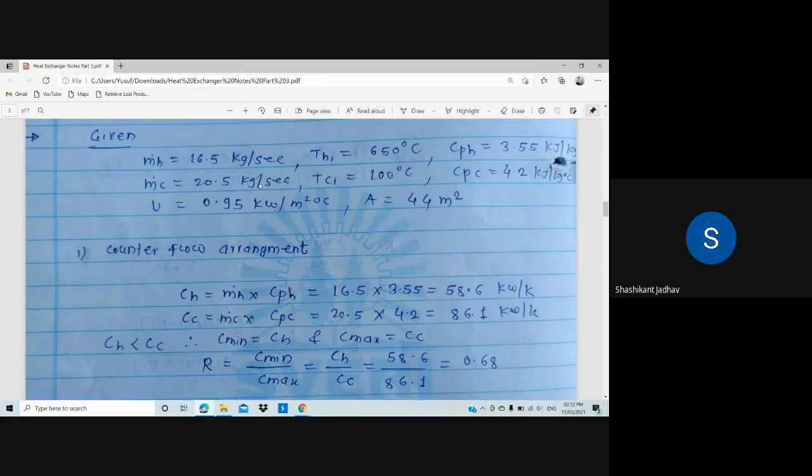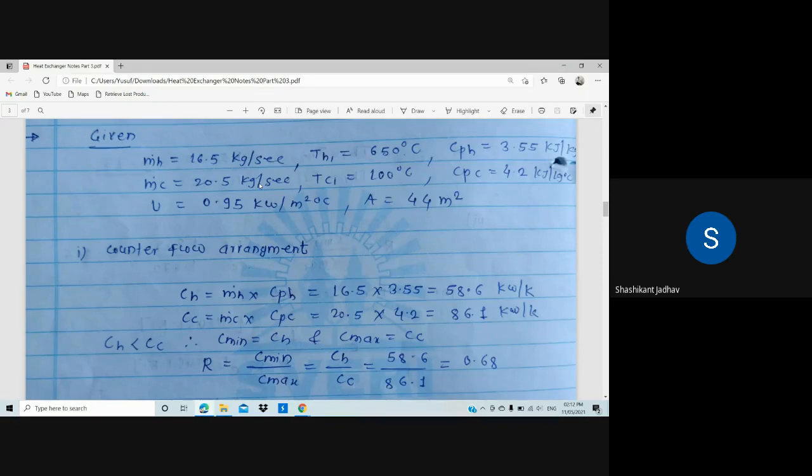Okay, how to calculate the value of CH? CH is equal to m dot h into CPH. Okay, so m dot h is given 16.5, CP is given 3.55. So from that we get the value of CH, that is 58.6 kilowatt per Kelvin. Okay, and similarly we have to calculate the value of CC. CC is equal to m dot C into CPC. M dot C is nothing but 20.5 and CPC is nothing but 4.2. So from this calculation we get the value of CC, that is 86.1 kilowatt per Kelvin.